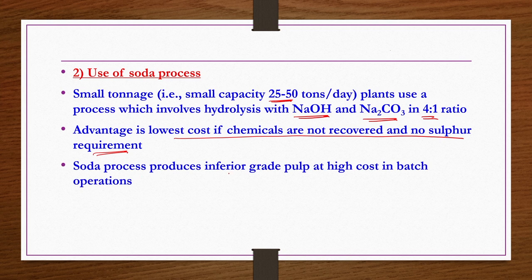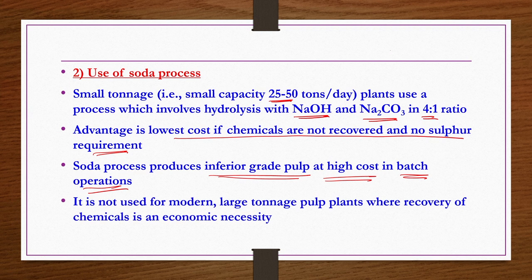But the soda process produces inferior grade pulp. That's the reason it is not used in large tonnage plants. Okay. That also comes at high cost in batch operations. Continuous process is not possible. It has to be done in batch operation, and because of the batch operation the cost is high, and then pulp quality is also inferior. It is not used for modern large tonnage pulp plants where recovery of chemicals is an economic necessity. Because of such reasons, pulp produced by the soda process is not preferred, especially for large tonnage plants.